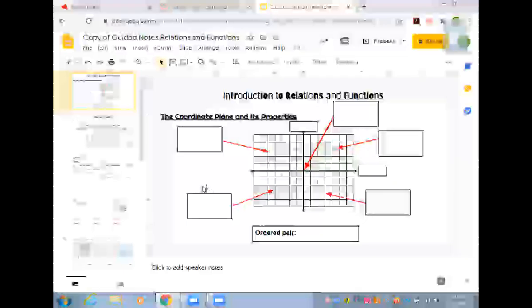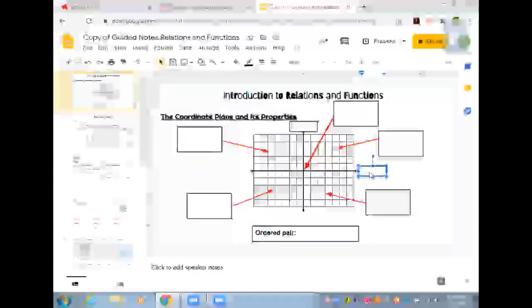All right, so here we go. Introduction to relations and functions. To start out, I want to go back and review what you know about the coordinate plane and its properties. The coordinate plane, you see it here. You've got your two axes that divide your coordinate plane into 4 different quadrants. My axis here that runs horizontally, what axis is that? The X. This is the X axis.